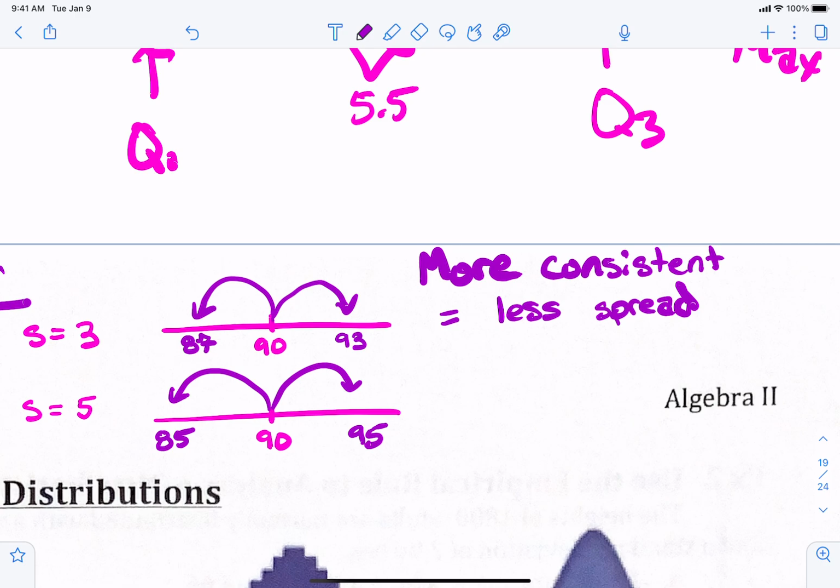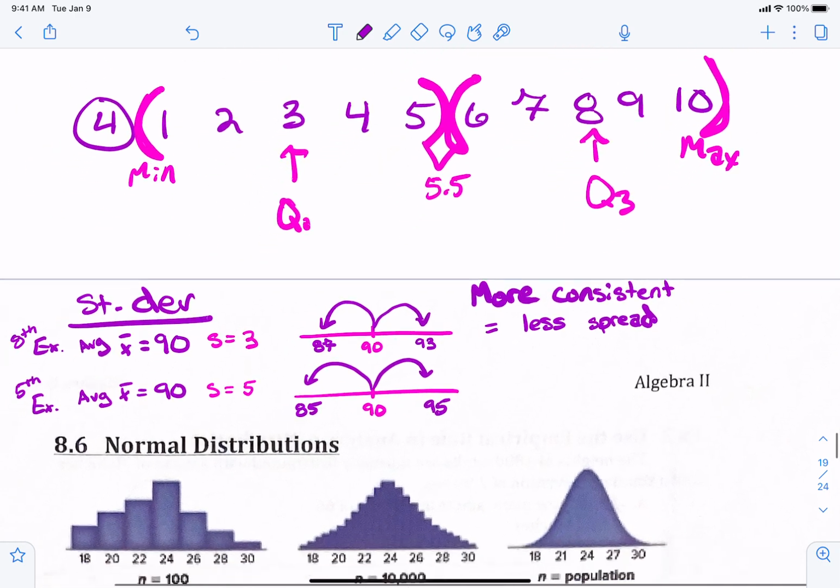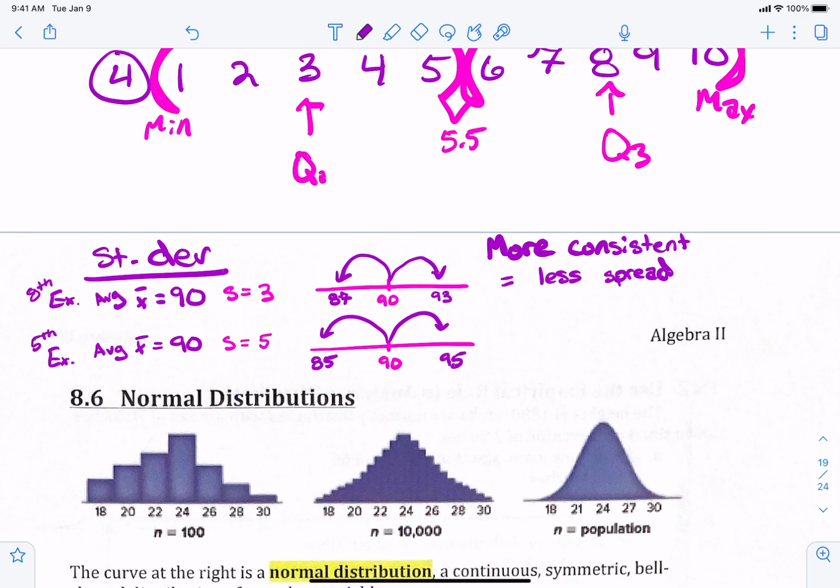I'm not going to go through the section 8.4 where we calculate standard deviation. It's really gross in your calculator. Big formulas. I'm not going to go through that. But this is what standard deviation does for a data set. If you take stats as a senior, we actually go through how to find standard deviation, all that stuff. But for section 8.6, they're going to give you the standard deviation. They also give you the average. Those 2 things have to be given to you, okay?